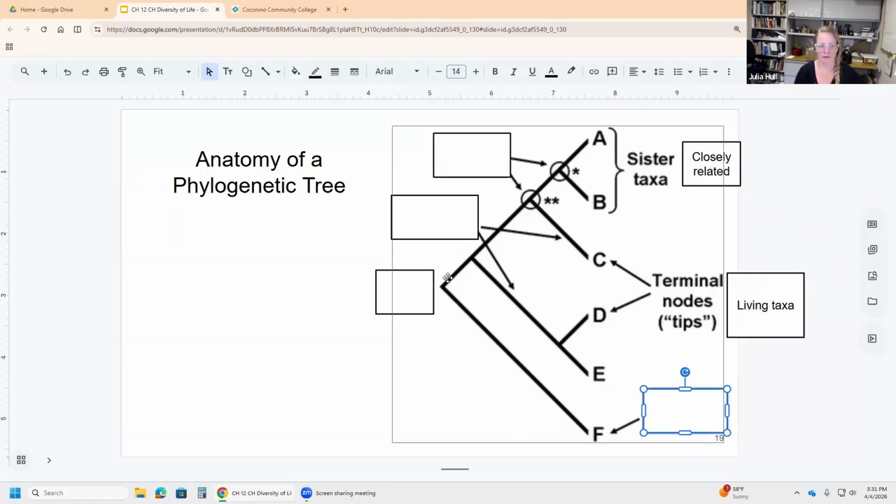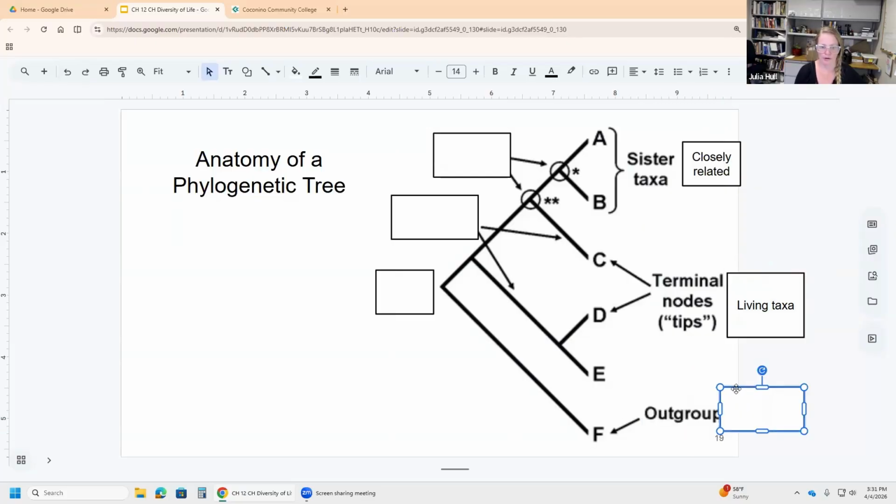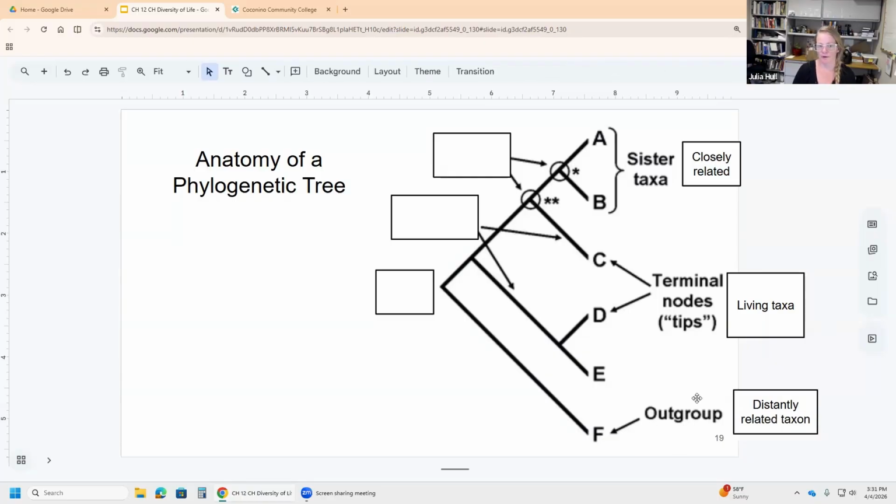Down here, this group F is our outgroup. This is the most distantly related of the living taxa. So this one is kind of the weirdo amongst the A, B, C, D, and E. F is kind of the odd man out.